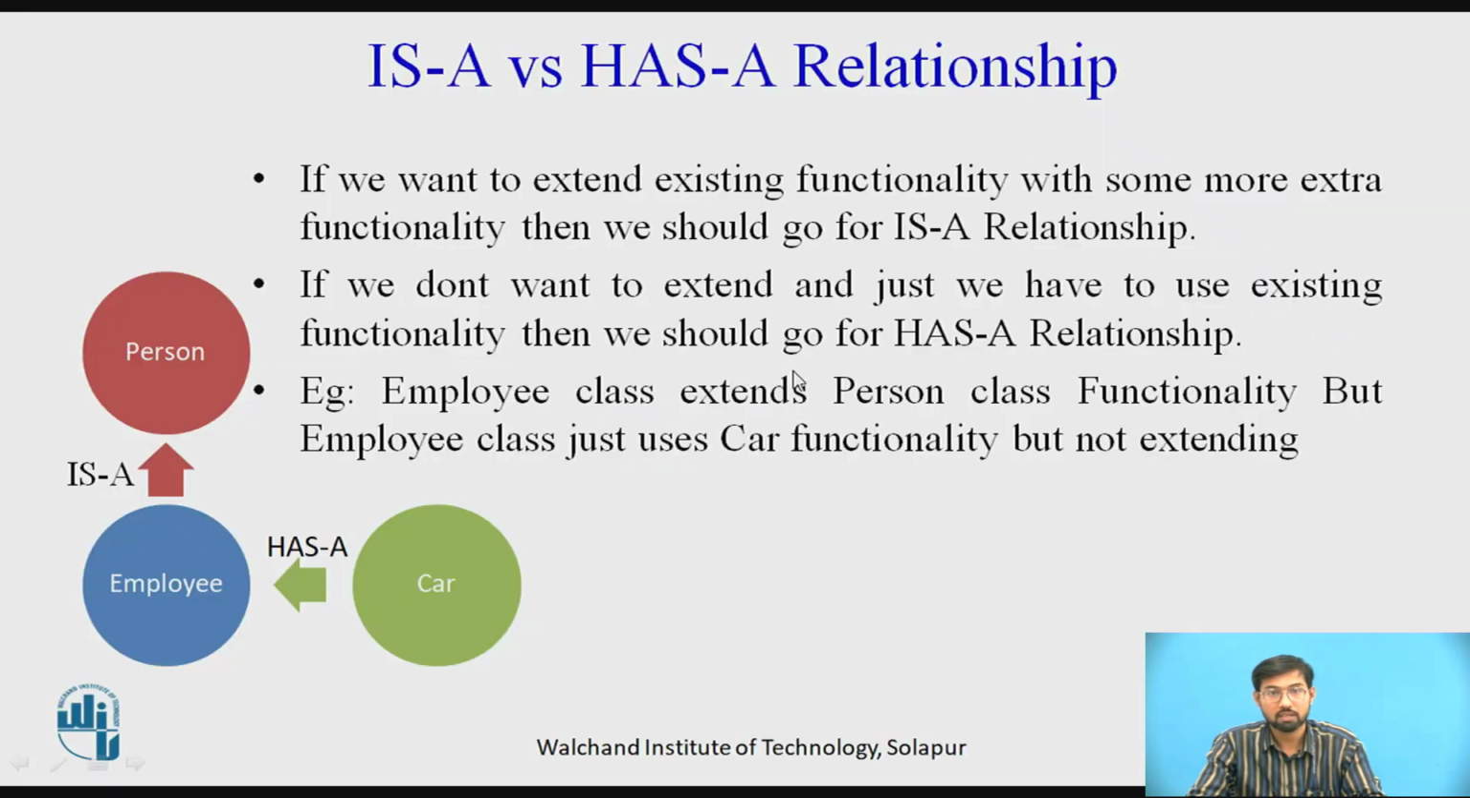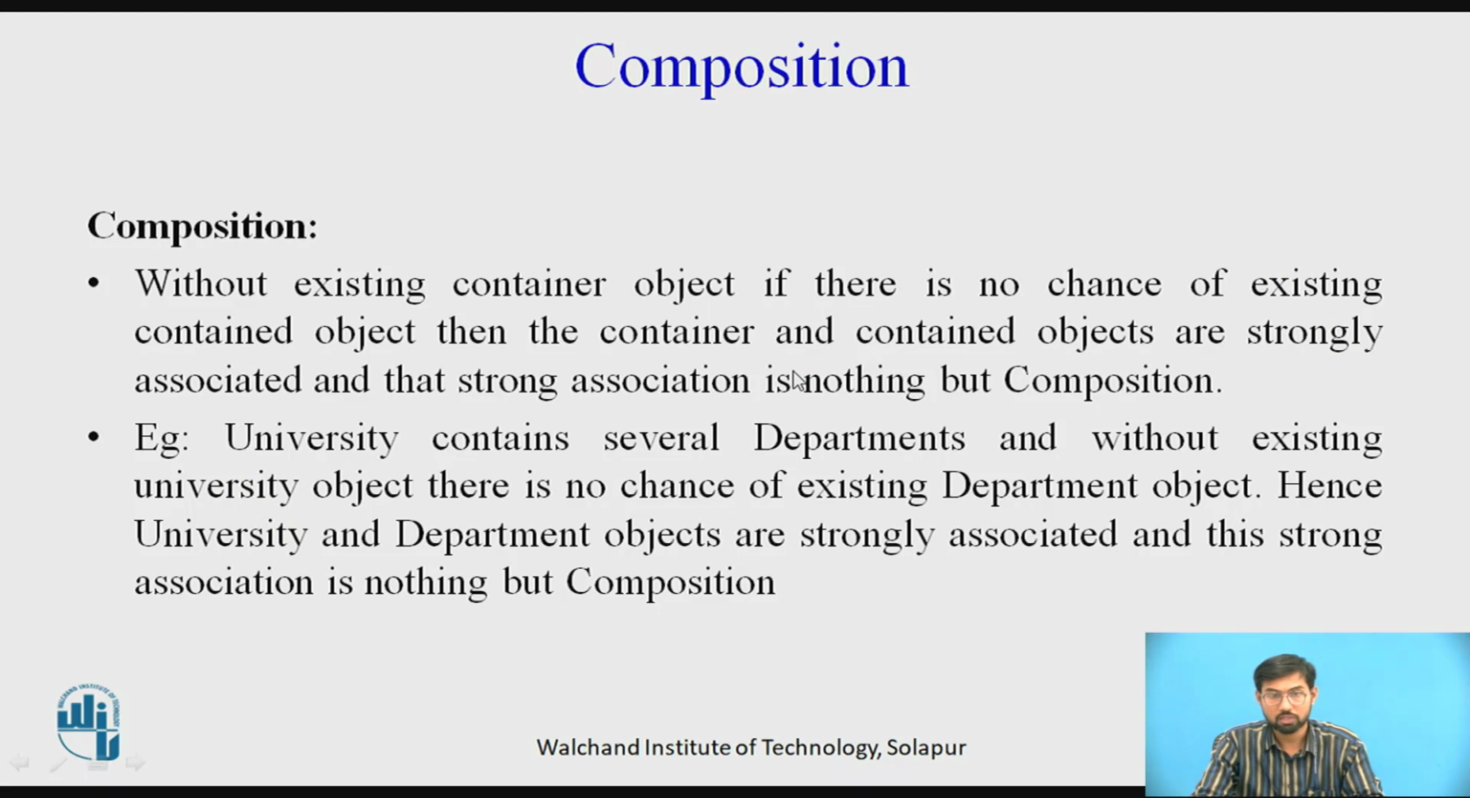Now we move ahead with the next part, that is composition. Without the existing container object, if there is no chance of the content object existing, then the container and content objects are strongly associated, and that strong association is nothing but composition. For example, a university contains several departments, and without the university object, there is no chance of a department object existing, and hence the university and department objects are strongly associated, and this strong association is nothing but composition.